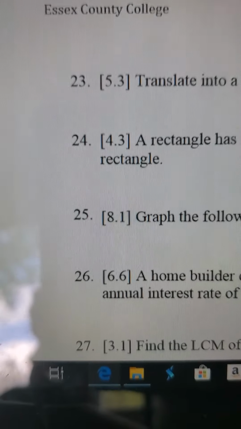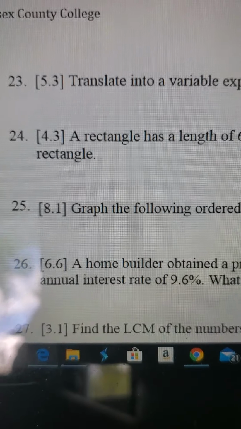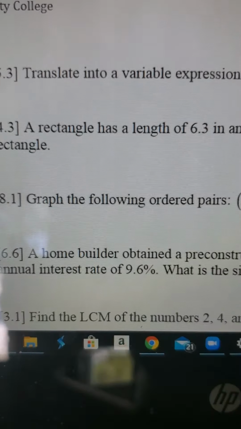Right, we're on part 3 of our final review. Sorry guys, it's going to be 4 parts. It's about 40 questions, so I'm doing like 10 a piece or 11 a piece.